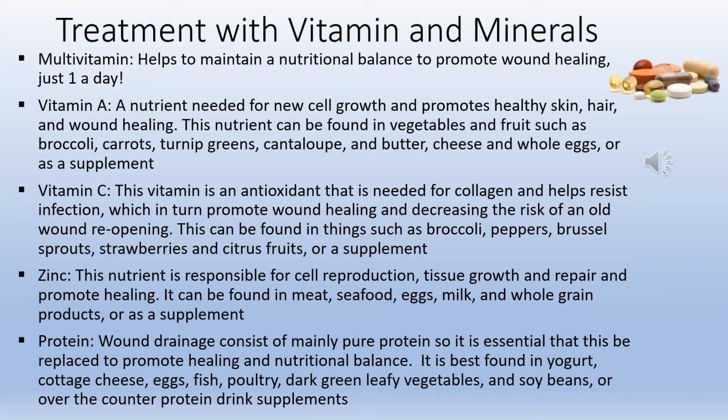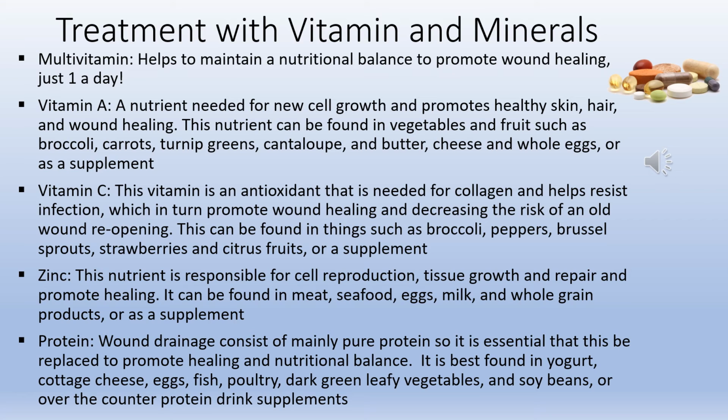Vitamin A is a nutrient which is needed for new cell growth, and it promotes healthy skin, hair, and wound healing. It can be found in vegetables and fruits like broccoli, carrots, turnip greens, cantaloupe, butter, cheese, eggs, or can be bought as a supplement over the counter.